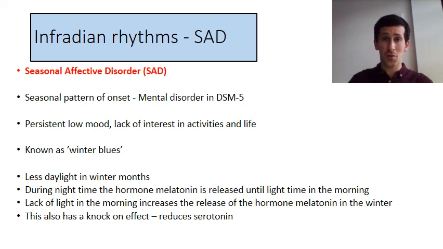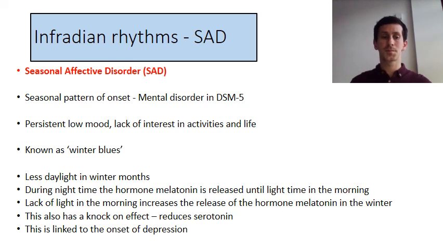But again, you can see it's an infradian rhythm because this doesn't just occur over 24 hours, it's much longer than that. And it's often linked to the onset of depression. It's linked to this lower serotonin levels. So people with seasonal affective disorder may develop depression.